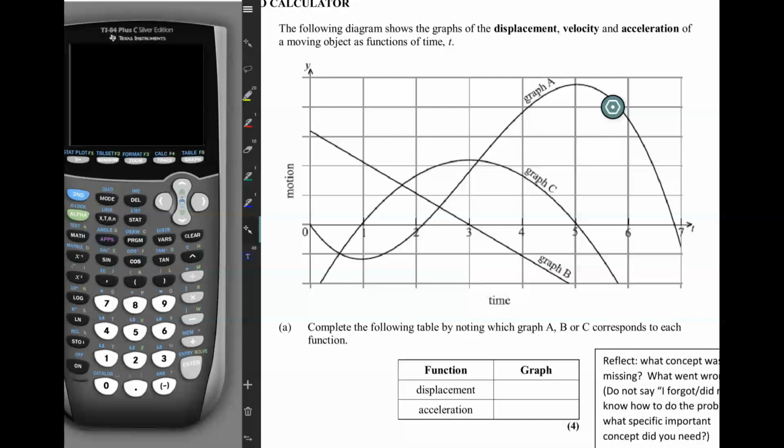This is a solution for the mock exam for kinematics. So number one, the following diagram shows graphs of the displacement, velocity, and acceleration of a moving object as a function of time t. Complete the following table by noting which graphs A, B, or C correspond to each function.